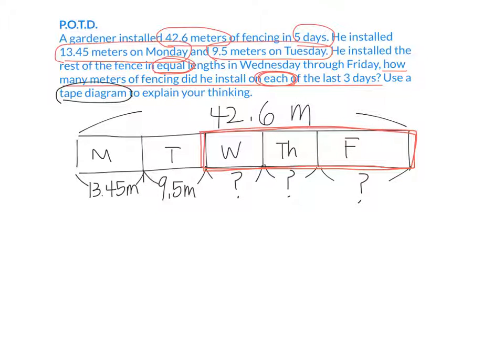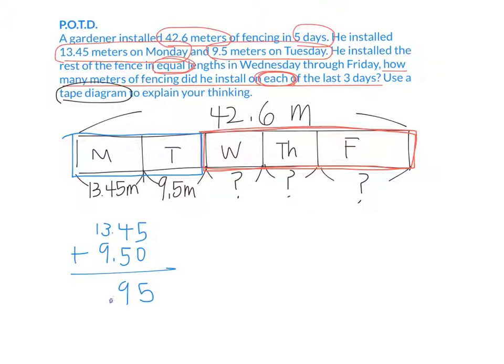Ani? First, you have to add up 13.45 to 9.5. Oh, I have to find out how much he built altogether on Monday and Tuesday. And I can do that by adding 13.45 plus 9.5. Yes? Okay. So altogether, how many hundredths do I have? 5. How many tenths do I have? 9. How many ones do I have?